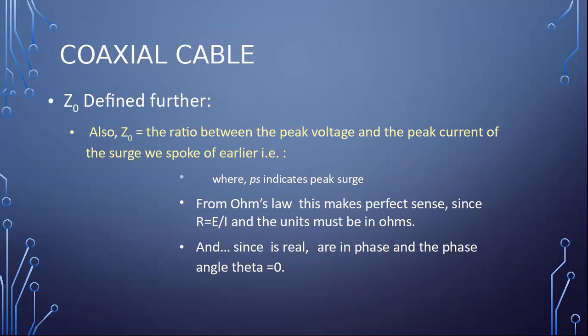It's also defined that ZO turns out to be the ratio between the peak voltage and the peak current of that surge that goes down the line. And a couple of interesting things happen because of the previous slide. So what do you have when you have voltage divided by current? What do you come up with? Resistance. So it makes sense that ZO is a resistor. The other thing that happens, seeing as ZO is real, and if you terminate in a pure resistance at the other end of the line, guess what happens to the current and the voltage in that surge? Dave?